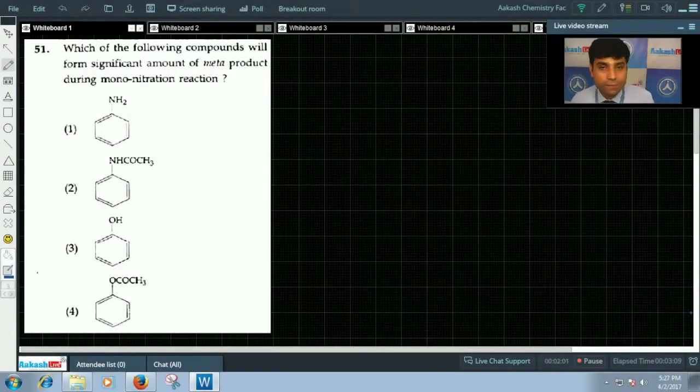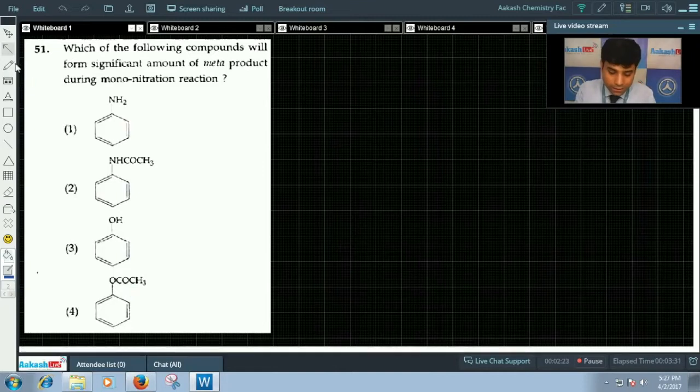We have question number 51 with us. It says, which of the following compounds will form a significant amount of meta product during mononitration? As we can say, this gives us ortho para product. This also gives us ortho para product. This OH is also ortho and para directing. This OCOCH3 is also ortho and para directing.